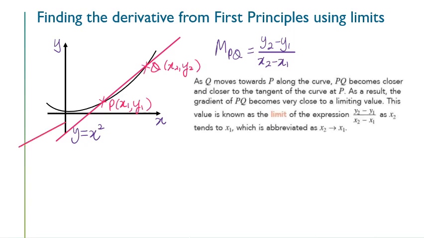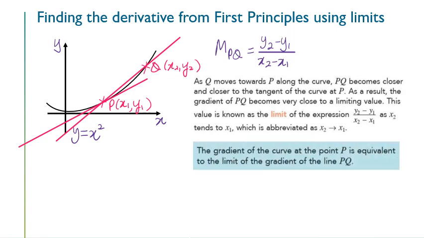So what we are saying is that imagine point P is stationary, point P is not moving, whereas point Q moves. Imagine you're at point Q and you want to get very close to point P, but you're not actually at point P. If you move nearer and nearer to point P, then the line becomes the tangent line at point P. So the gradient at point P is equivalent to taking the limit of the gradient of the line PQ. That means taking the limit of this gradient.